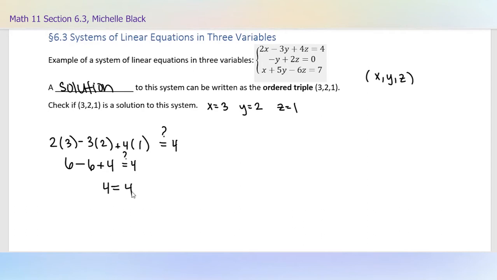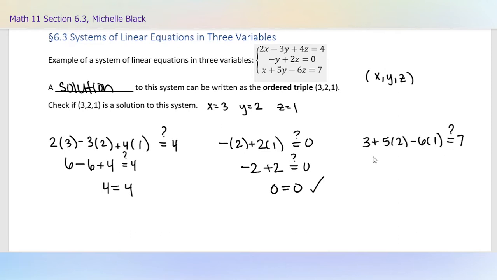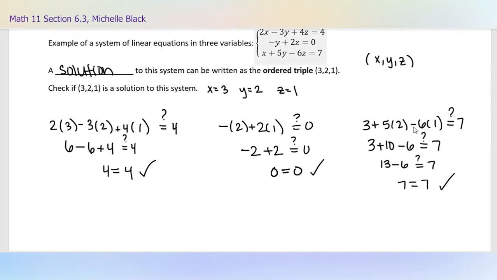Try to plug in these substitutions for your variables into the next 2 equations and see if you also get back true statements. And then come back and check your work. And you should have gotten that all of them give back true statements. Since we get back a true statement when I make the substitution into each equation, we can say that 3, 2, 1 is a solution to the system.